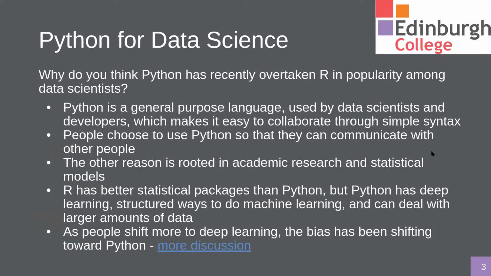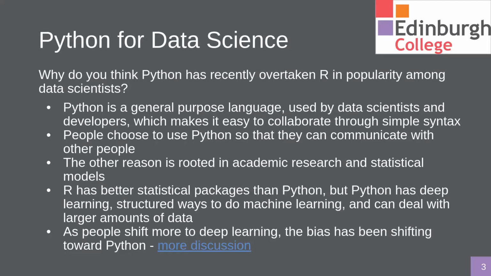So, Python for data science. Some people say, and it is true, that Python has overtaken R in popularity among data scientists. So why is this? Python is a general purpose language. The keywords are general purpose, and it's used by data scientists and developers. People choose to use Python because other people can use Python as well.